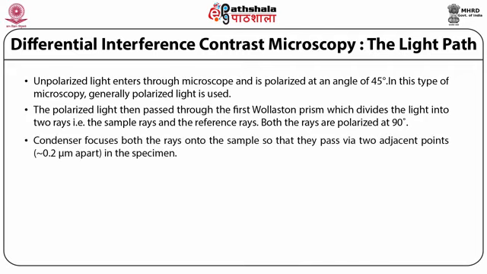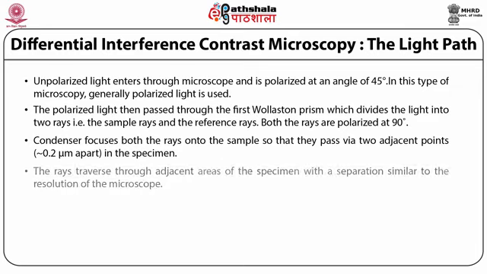Third, the condenser focuses both the rays onto the sample so that they pass via two adjacent points, which are 0.2 microns apart in this specimen. Fourth, the rays transfer through adjacent areas of the specimen with a separation similar to the resolution of the microscope. Different optical lengths are experienced by these rays because of the difference in refractive index, as refractive index gradients are different for different areas of the sample.